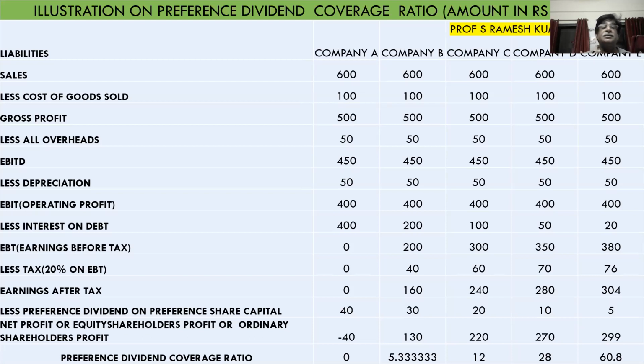So the preference dividend coverage ratio in the first case is 0, in the second case it is 5, in the third case it is 12 times, in the fourth case it is 28 times, and in the last case it is approximately 61 times. So the company is in a very strong position as far as E is considered, and A is in a very delicate position because they are not able to honor the payment as far as preference dividend is considered.